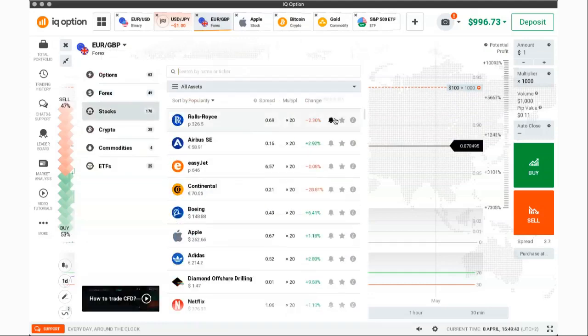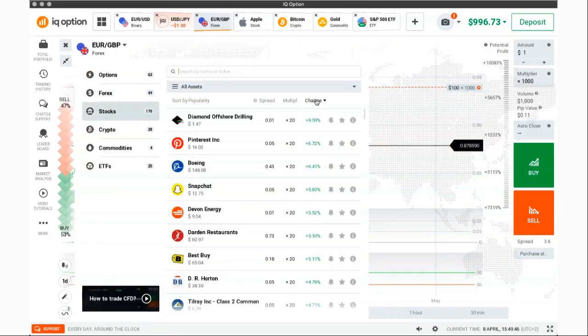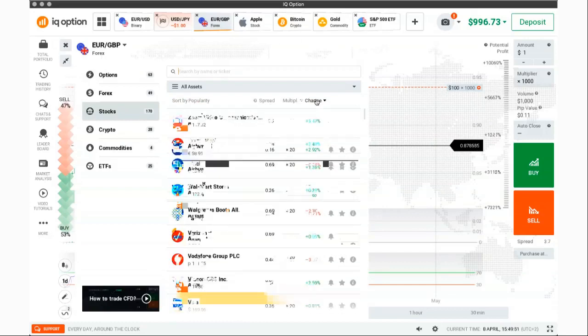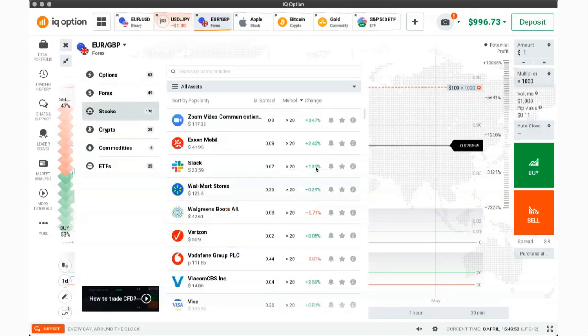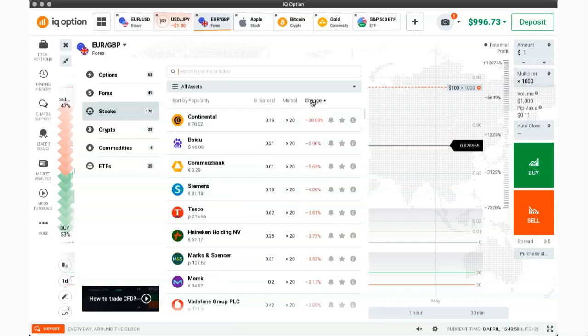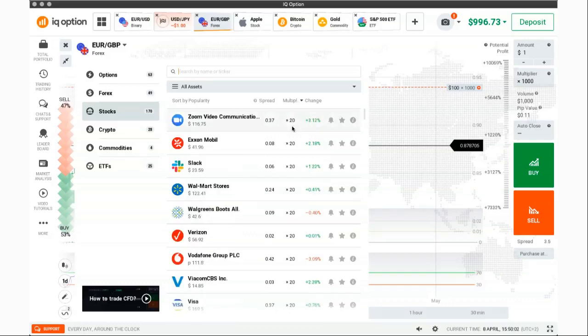You can see again, same information here. The change again from the highest growth to the lowest movers, multiplier from the lowest to the highest. All of these are subject to change based on market conditions. Zoom has been growing the most for quite a while, actually. You can see the multiplier is on 20.